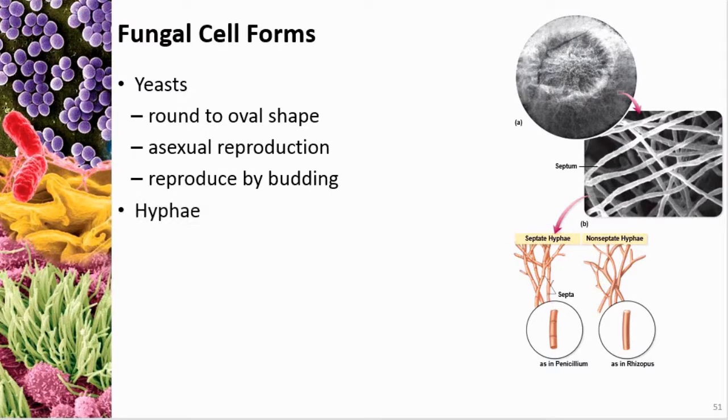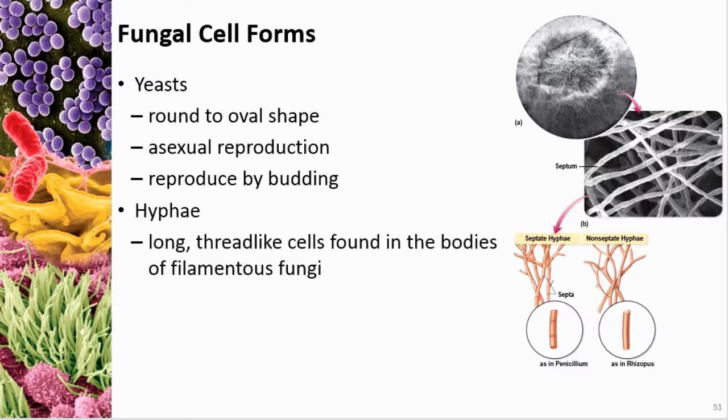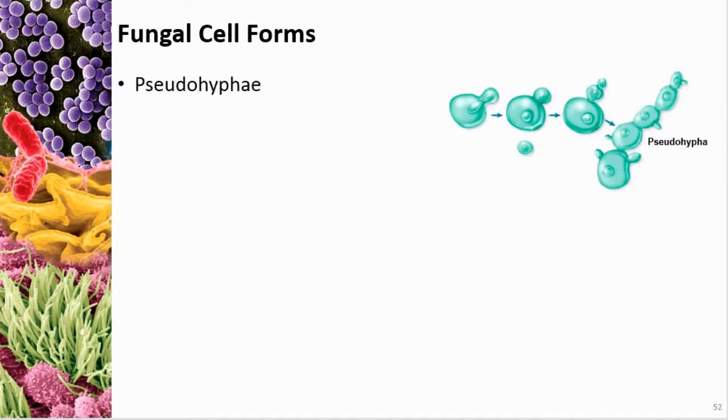The other form is the hyphal form. And so these are long thread-like cells that you see in filamentous fungi. When you see mold on a piece of bread and it looks like fur, that's what you're looking at.